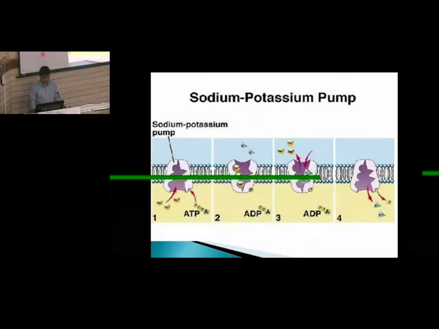Is that clear? Other examples, as I told you, are the calcium pumps and sodium hydrogen pumps. This is the diagrammatic representation. This is the sodium potassium pump, and 3 sodium and 2 potassium, once they attach, there is a configurational change, and 3 sodium go out and 2 potassium ions move in, right?